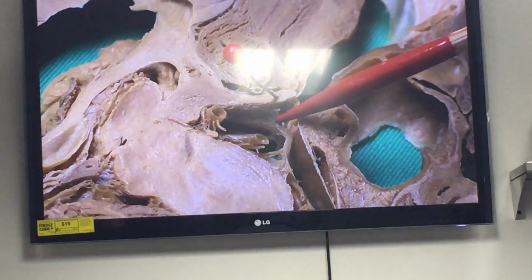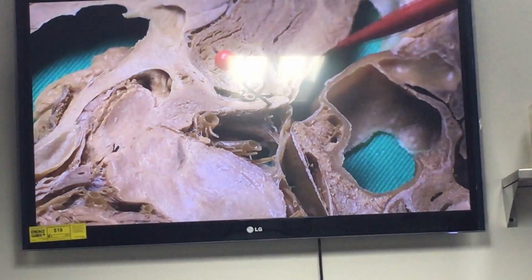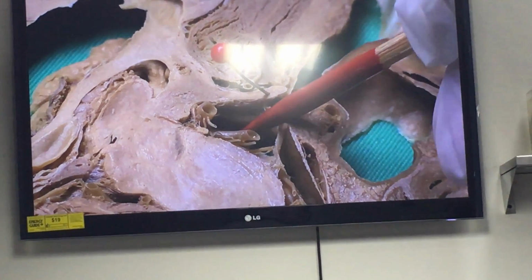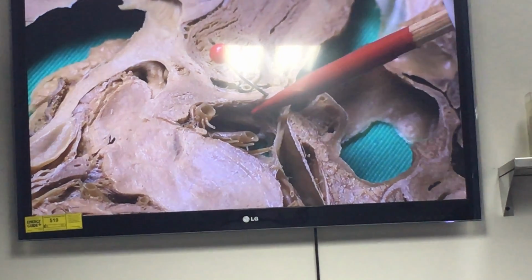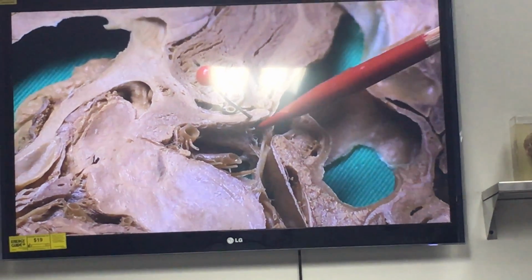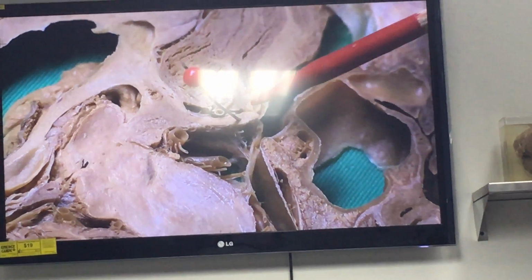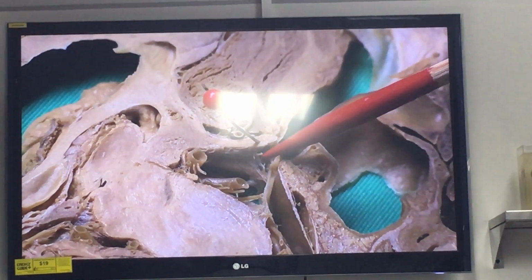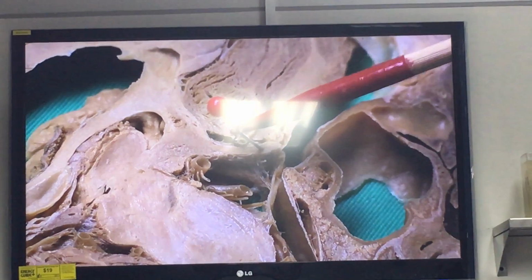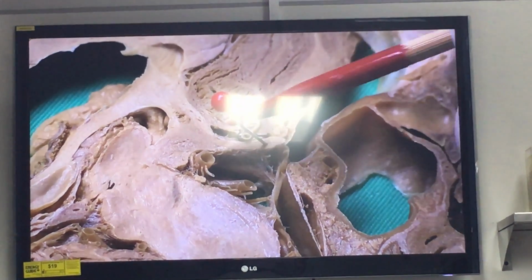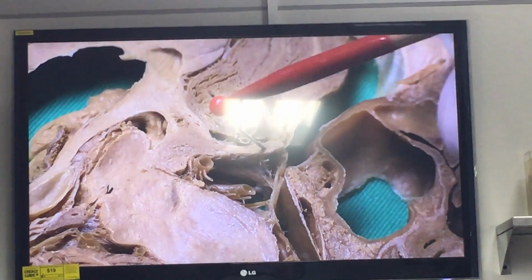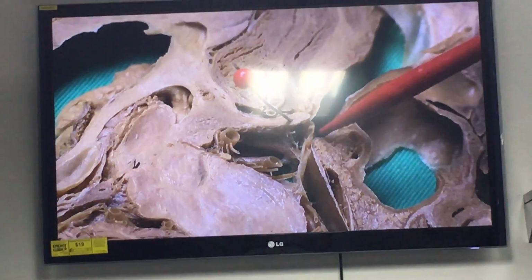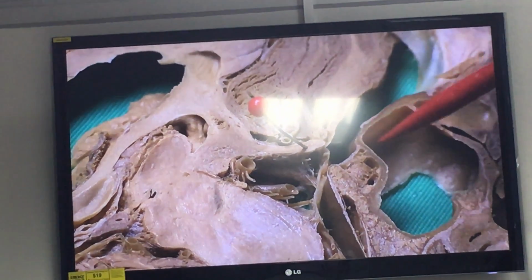That structure is the infundibular stalk. You see the infundibulum coming right down. This is the chiasm right here, and immediately posterior is the infundibulum. Directly superior is the lamina terminalis and the floor of the third ventricle. What's inferior to it? Inferior to it is the diaphragma sellae.